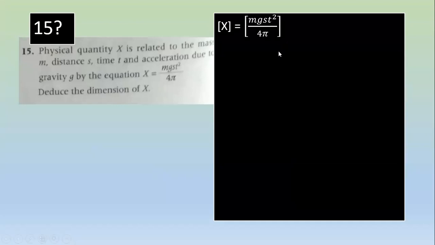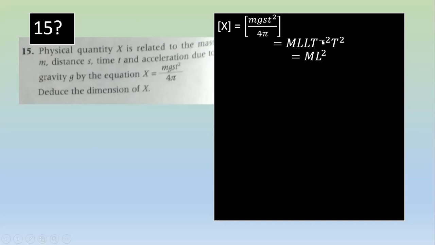Okay, go to each of the dimensions. Right, write the equation down. Dimension of mass is M. Dimension of s is L. Dimension of acceleration is LT minus 2. Dimension of time is T squared. Right, 4 pi doesn't have dimension. Then simplify it.